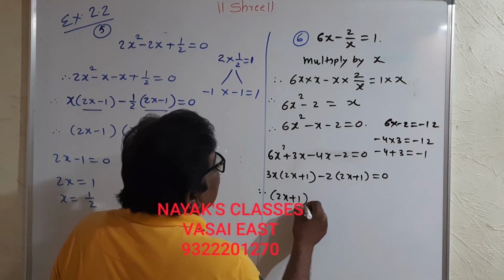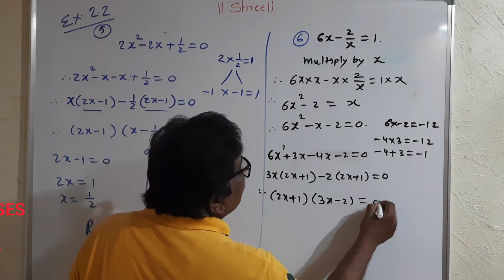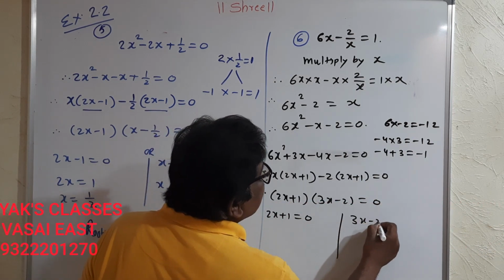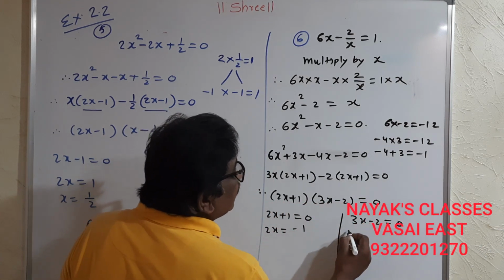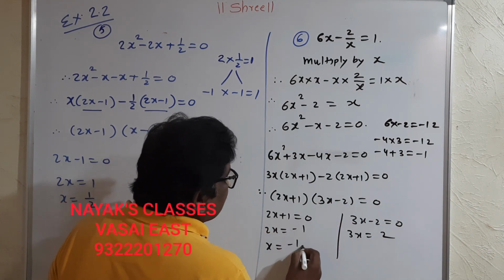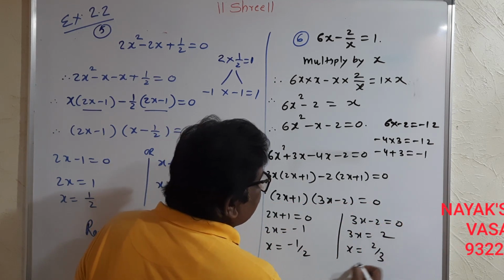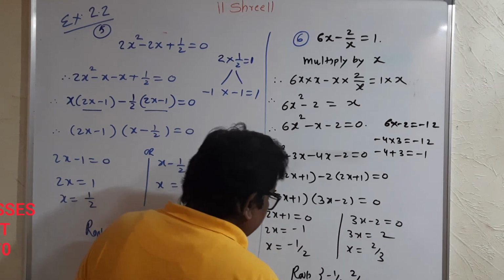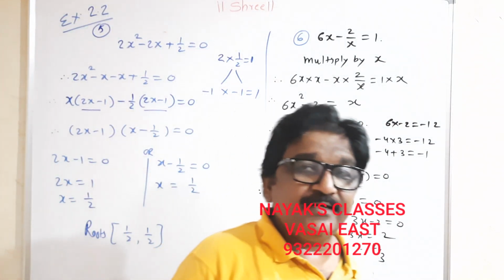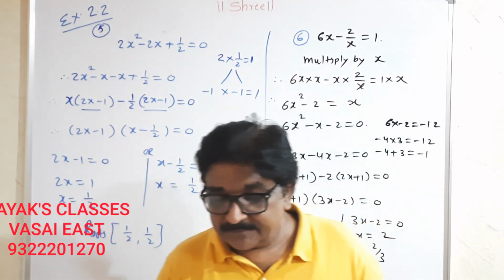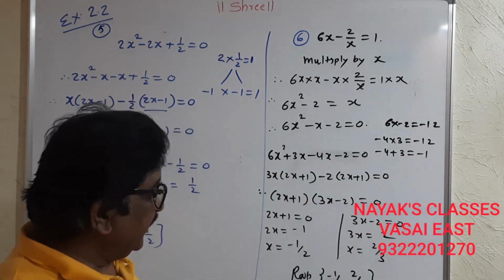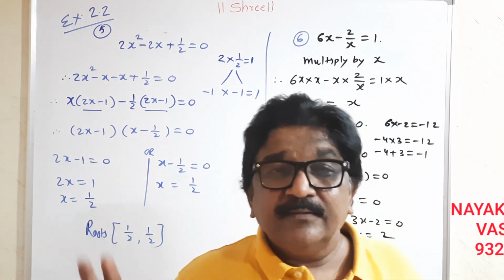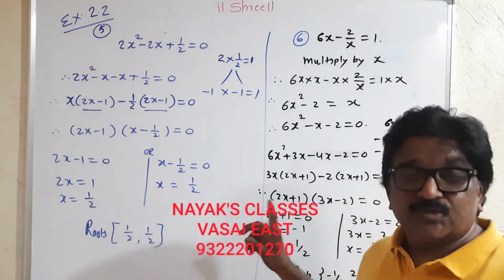So, it will be 2x plus 1 and 3x minus 2 is equal to 0. Equating with zeros, 2x plus 1 is equal to 0 and 3x minus 2 is equal to 0. So, 2x is equal to minus 1, 3x is equal to 2, x is equal to minus 1 upon 2 and x is equal to 2 upon 3. So, the final roots are minus 1 upon 2 and 2 upon 3. These are the correct answers. I had taken the constant differently. So the final answer is 2 upon 3 and minus 1 upon 2. These examples are very good examples of splitting the middle term and first term into last term. 6 examples I have solved in front of you.